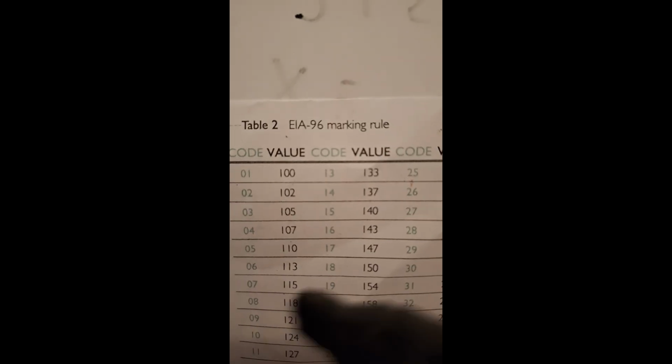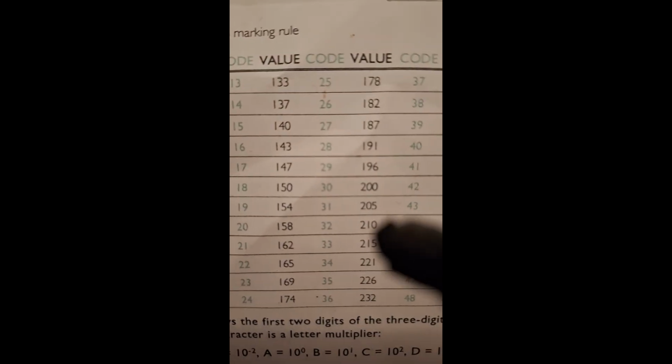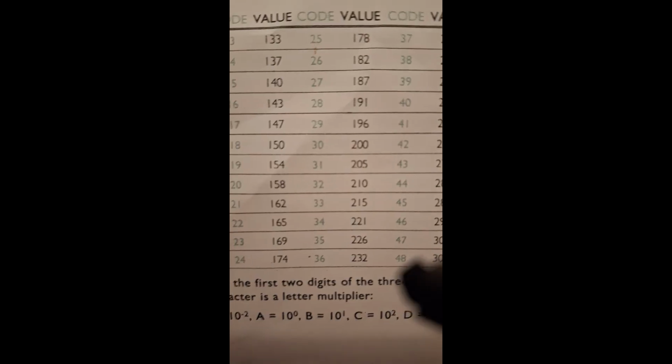Let's look at this SMD resistor, which has a marking of 34X. The marking looks a little confusing. There is a table to refer to called the EIA 96 marking rule table. Let's have a look.